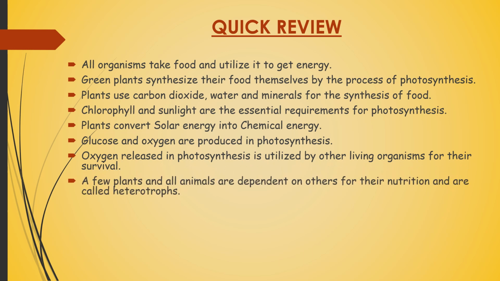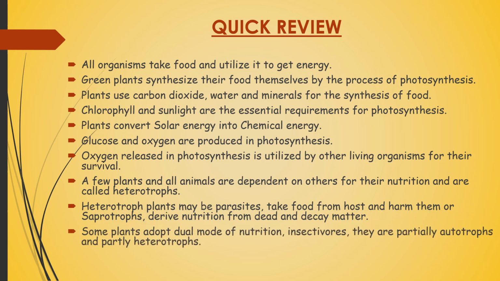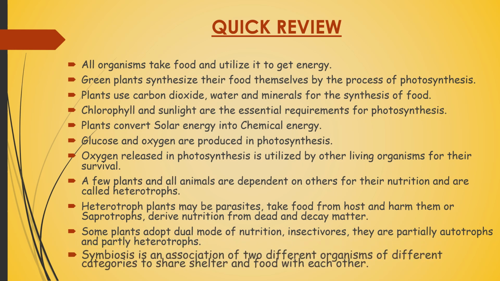A few plants and all the animals are dependent on others for their nutrition and are called heterotrophs. Heterotroph plants may be parasites, which take food from the host and harm them, or saprotrophs, which derive nutrition from dead and decayed matter. Some plants adopt dual mode of nutrition, insectivorous. They are partially autotrophs and partially heterotrophs. Symbiosis is an association of two different organisms of different categories to share shelter and food with each other.